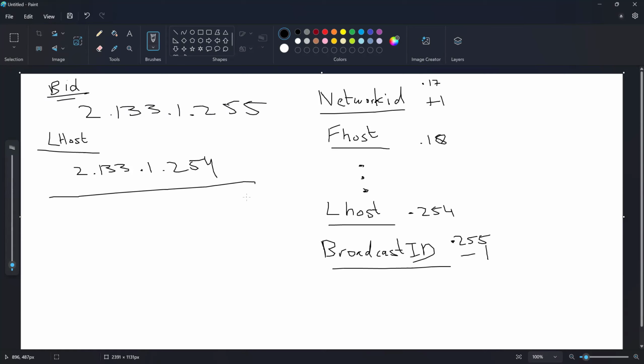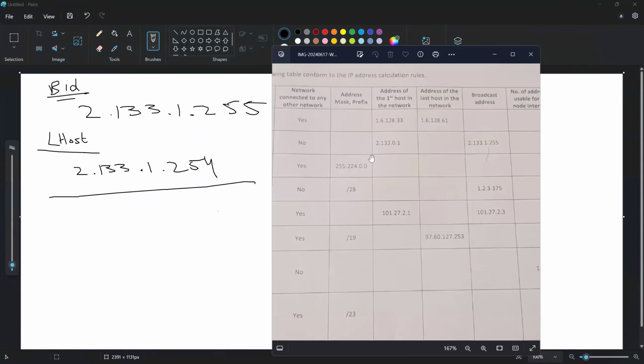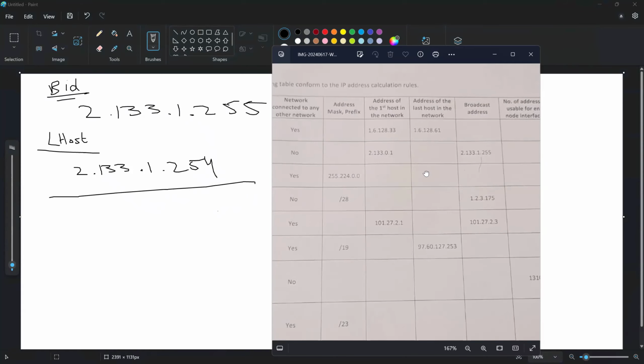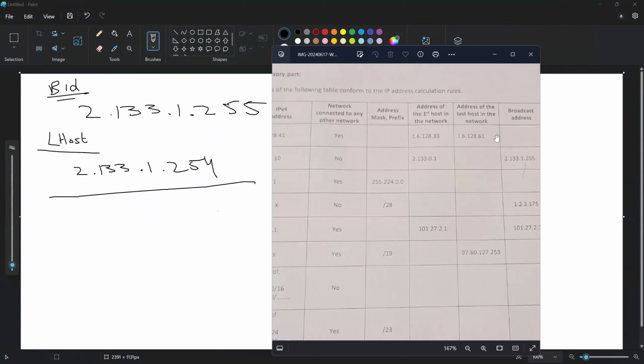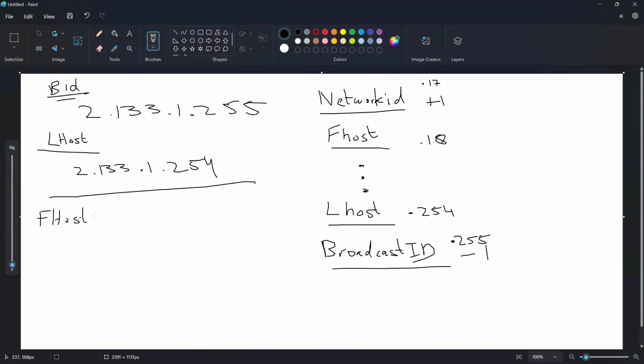Keep in mind, this doesn't work the other way around. You can't find the broadcast ID from last host by just adding 1, because there might be routers. So now we have the last host. We now need to find the address mask. We can do that by comparing the first host and the last host. First host is 2.133.0.1.